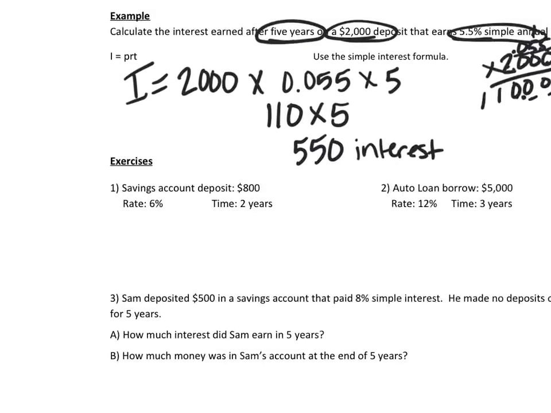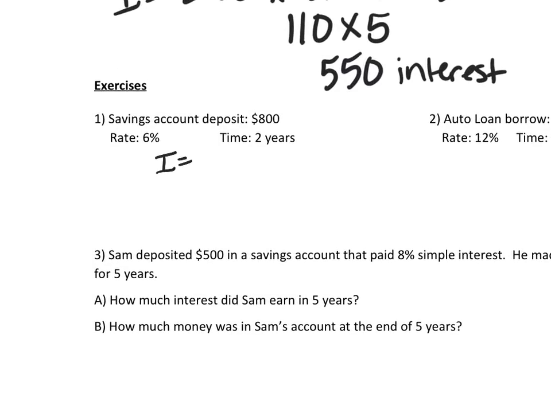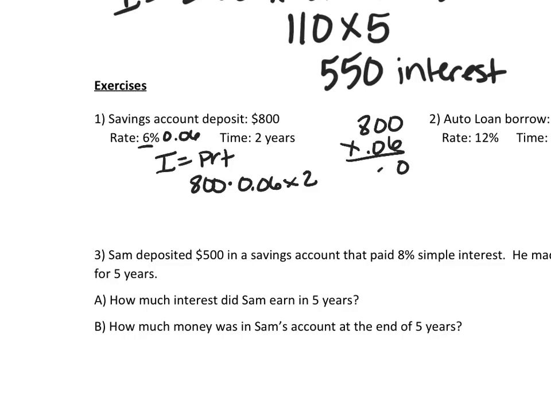Okay, so exercise 1, you're going to use this formula. So this is your formula. Your principal is $800. Your rate is 6%, which would be 0.06, and your time is 2 years. So you would say 800 times 0.06, and you get 48, times 2, which is 96, so $96 in interest for an $800 loan at 6% interest over a period of 2 years.